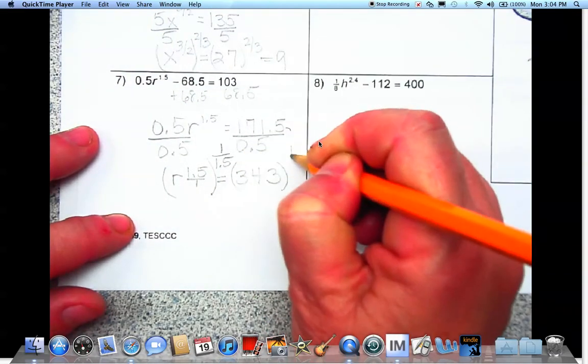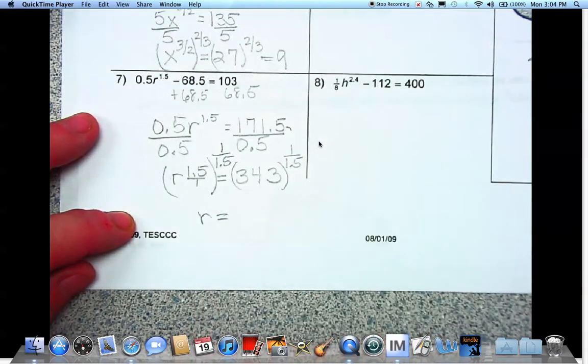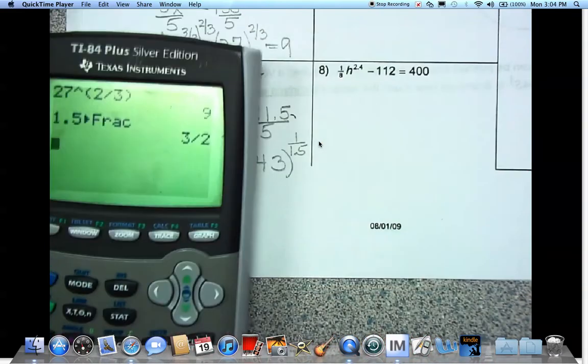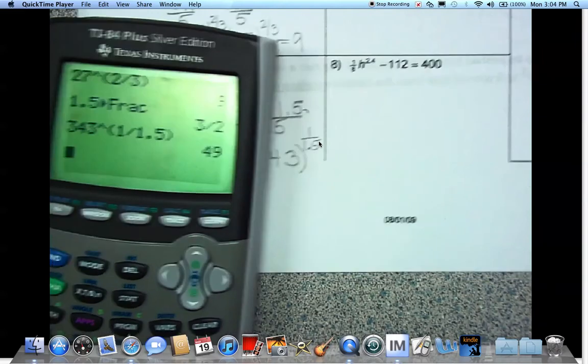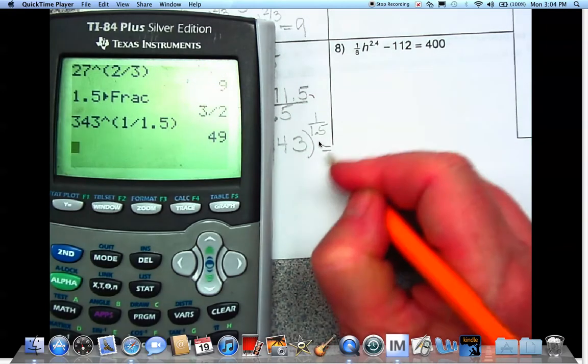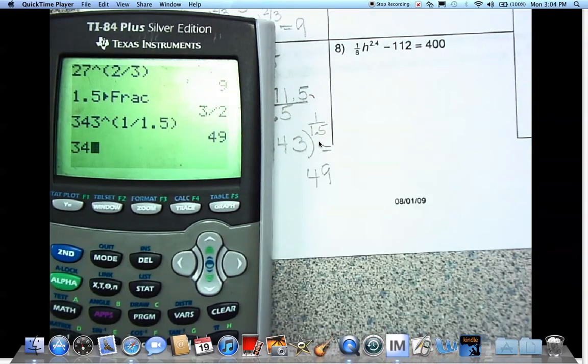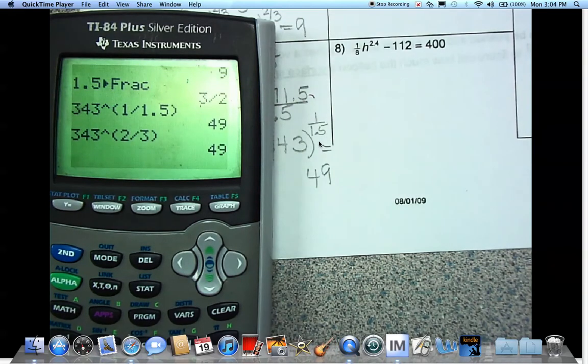So we raise both sides to the 1 over 1.5. If you do 343 to the parentheses 1 divided by 1.5, you get 49. Now, if I do 343 to the 2/3, you get the same thing, you get 49. So both ways work. So r equals 49.